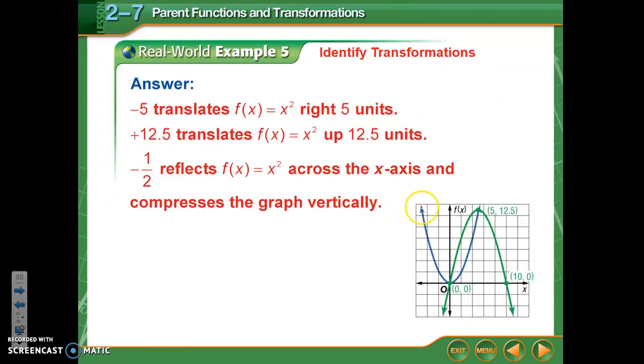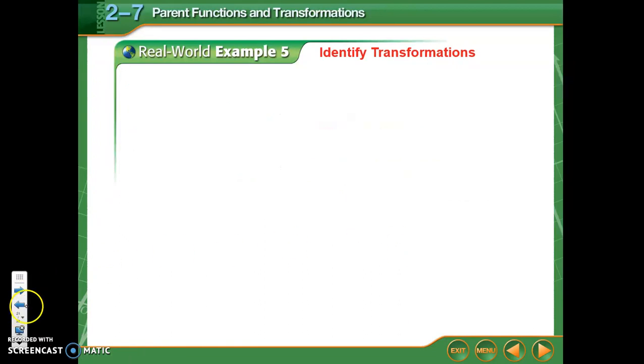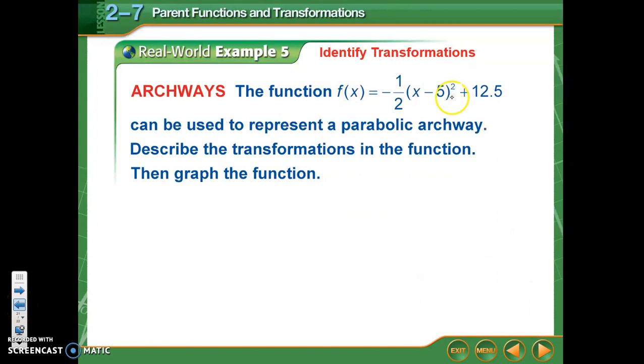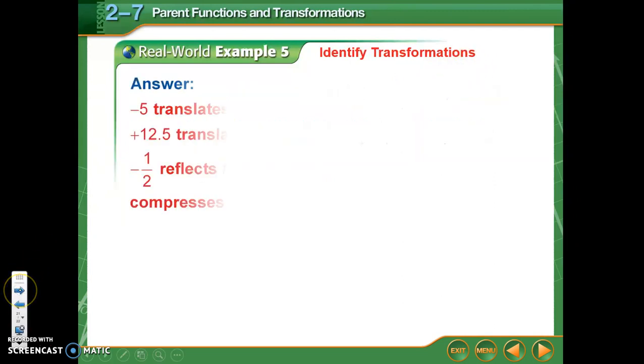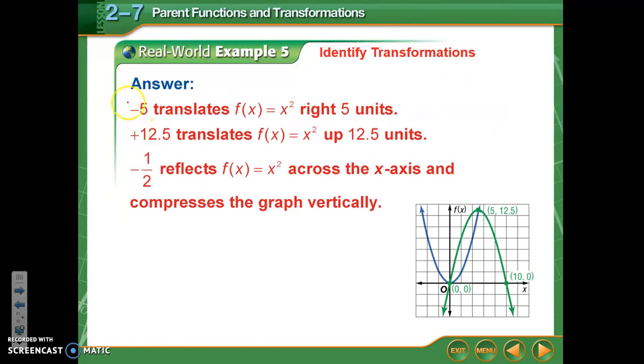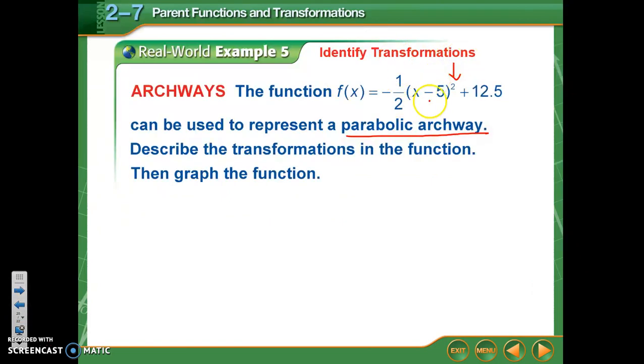Okay, so here in the blue, they're showing me the original function. When I look at the way this function is written, when I see that x squared here, the squared, I know that this is a quadratic function, meaning that it will look like a parabola. So when I look at the graph, the -5 inside of my function moves it 5 units to the right. Remember, a negative number inside the function moves it to the right. So it's going to go to the right 5 units. This number that's added on the outside means it's going to move up or be translated up 12.5 units.